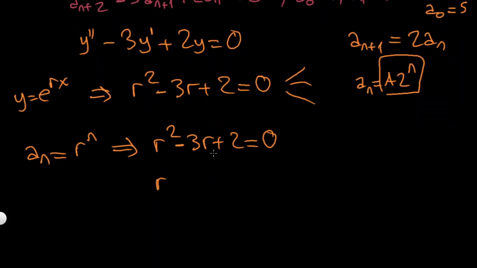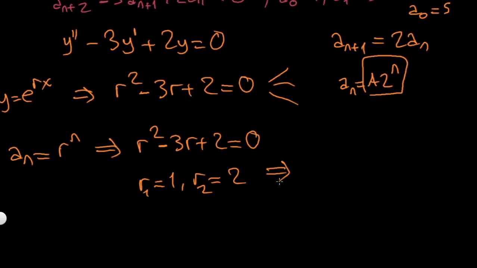So it's just (r minus 2) times (r minus 1). So r is equal to 1, r is equal to 2. Let's call these r1 and r2. And then we say our general solution is a(n) equals a constant times r1 to the n, let's say a times 1 to the n, plus b times r2 to the n, b times 2 to the n. And this is going to be the same case no matter what degree this polynomial has, it will always follow the same logic.